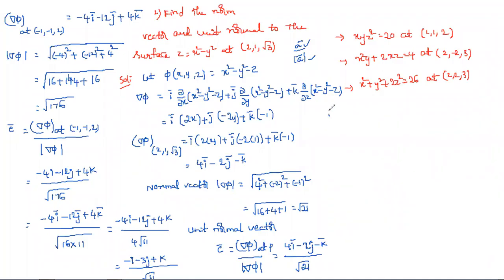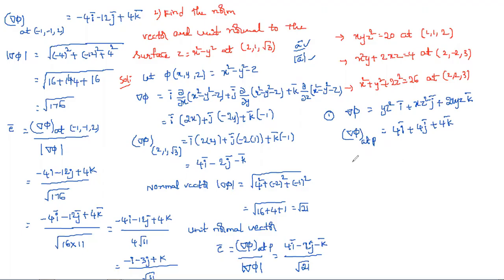If we choose the first one, del phi is yz square i, and with respect to y, xz square j, and k with respect to z is 2xyz k. Then del phi at this point: if you substitute x is 1, y is 1, z is 2, we get 4i plus 4j plus 4k. So this is del phi at this point.